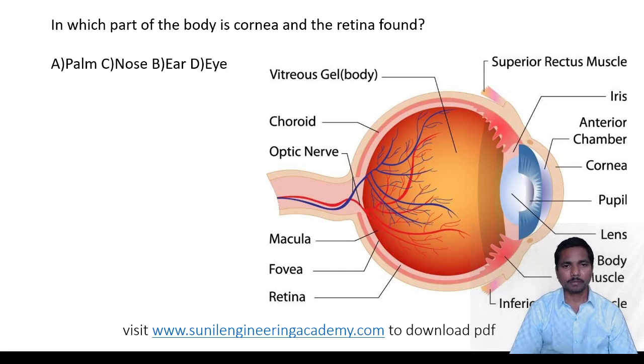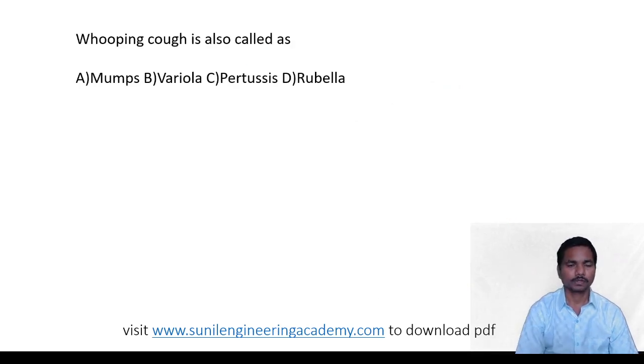In which part of the body are the cornea and retina found? The cornea and retina are found in the eye. So this is the cornea. Cornea and retina are found in the human eye. Coming to the next one. Whooping cough is also called pertussis. So the answer is option C.